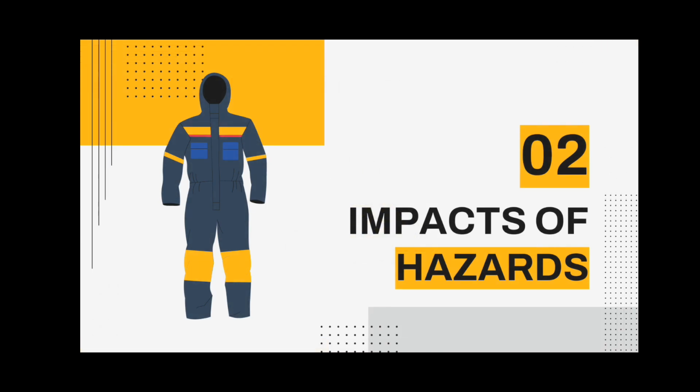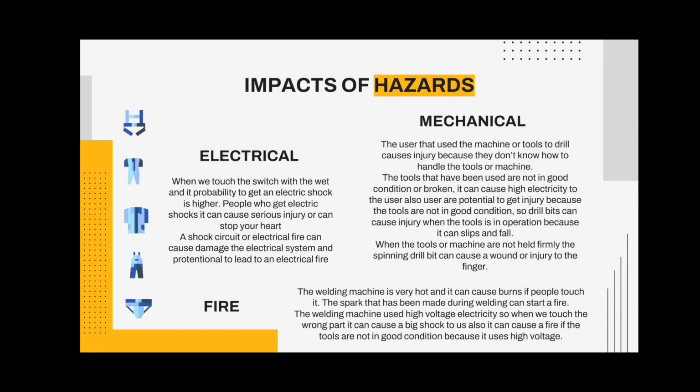Next, we will discuss our second content, which is impact of hazard. First, we will start with fire hazard impact. The welding machine is very hot and it can cause burns if people touch it. The spark that is made during welding can start a fire. The welding machine uses high voltage electricity, so when we touch the wrong part, it can cause a big shock to us. Also, it can cause a fire if the tools are not in good condition because it uses high voltage.